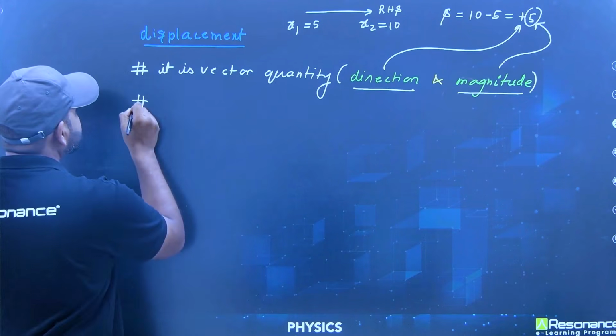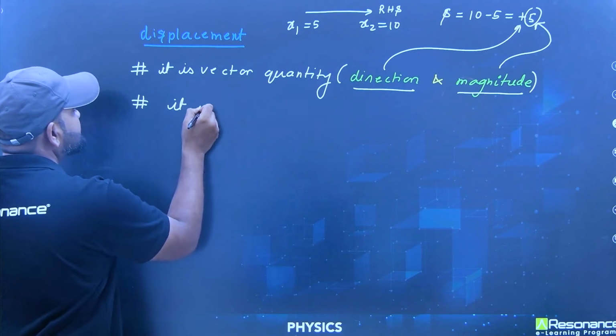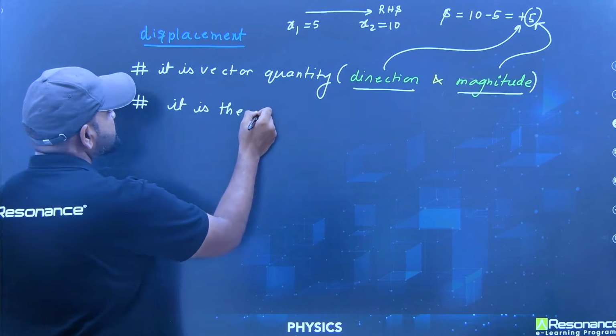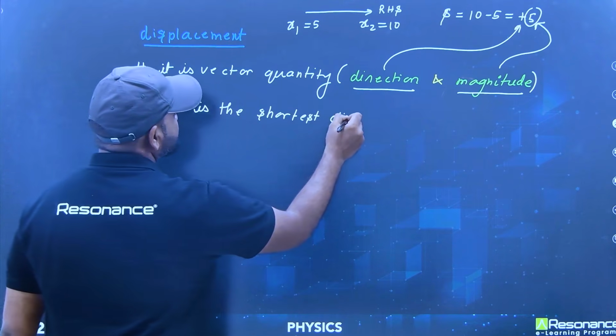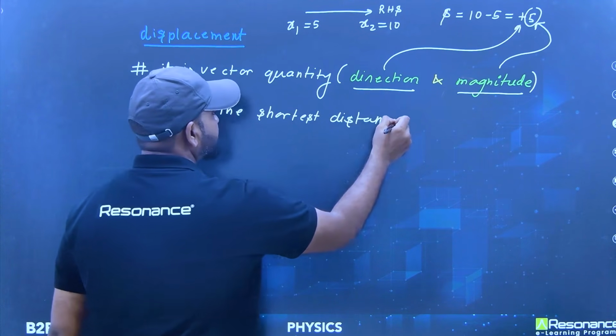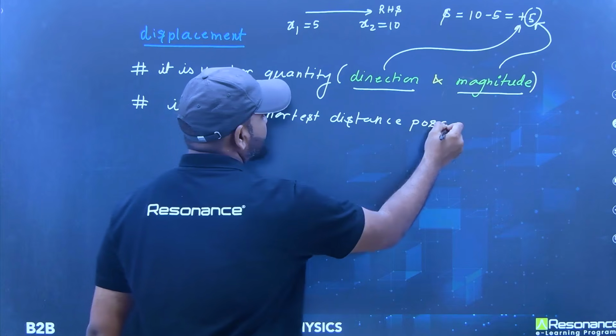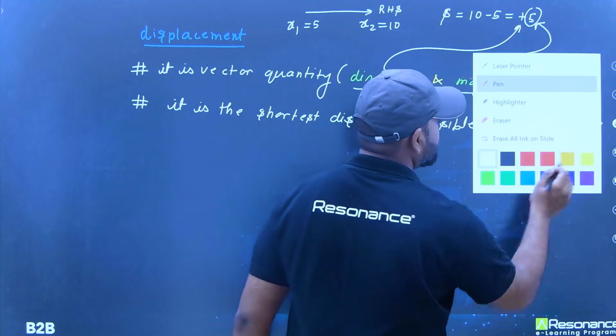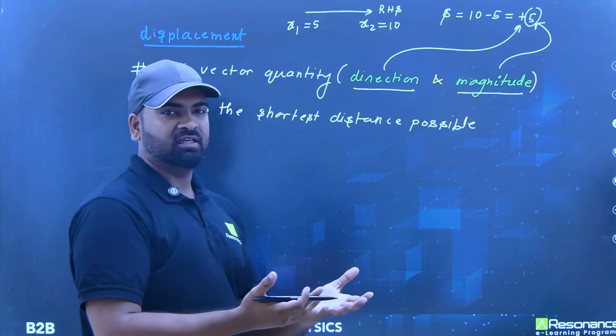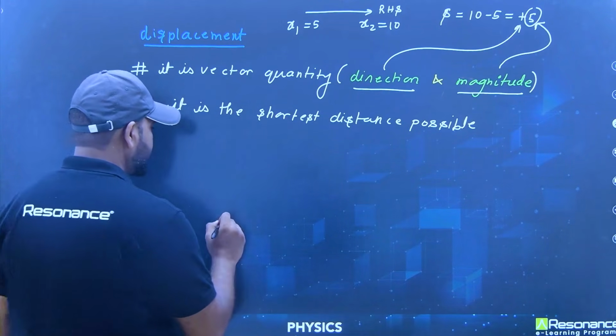Second, it is the shortest distance possible. And that connects with the other point. What is distance exactly? To explain it well, I'm going to take an example.